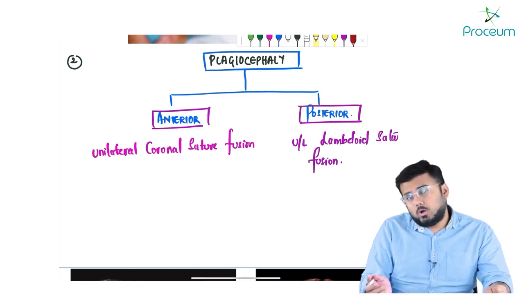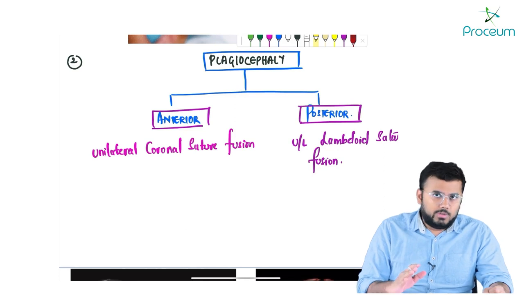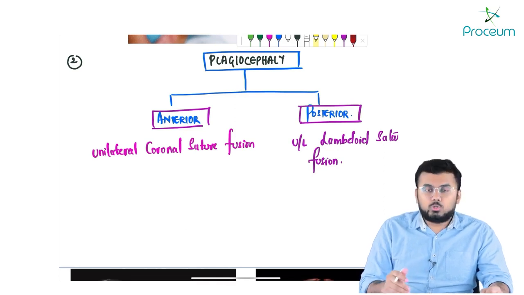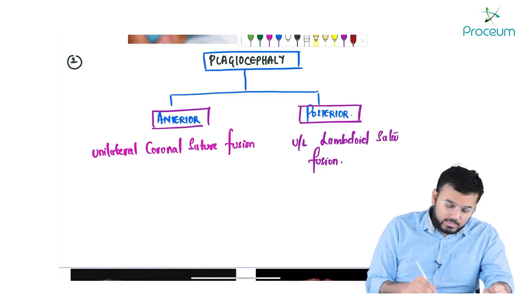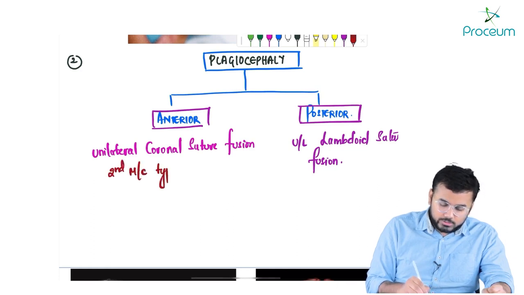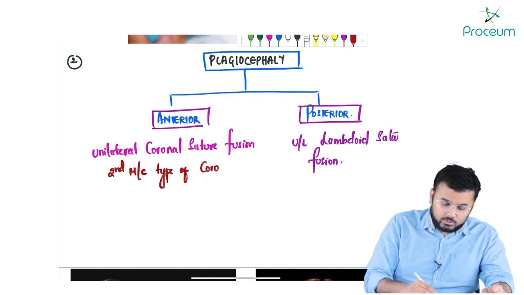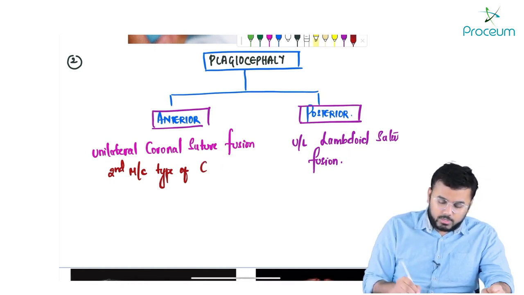Now what is the most common one? We already discussed dolichocephaly, right? Now which is the second most common? Anterior plagiocephaly is the second most common type of craniosynostosis. I'm sorry, second most common type of CS. CS means craniosynostosis, right? Don't confuse it with cranial suture.